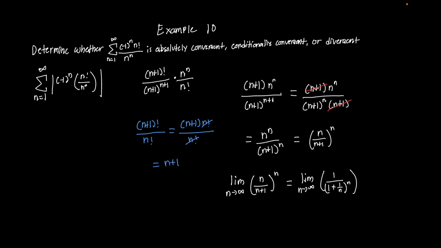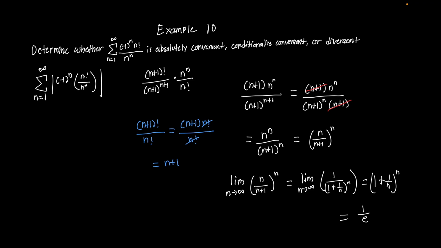But at the bottom we have a plus 1 over n, so that's why we keep the n there, we don't remove it. So when you plug in infinity, this is just equal to, well, the 1 divided by 1, this is just equal to 1. You can simplify this further to 1 plus 1 over n to the nth power, and that is just equal to 1 over e.